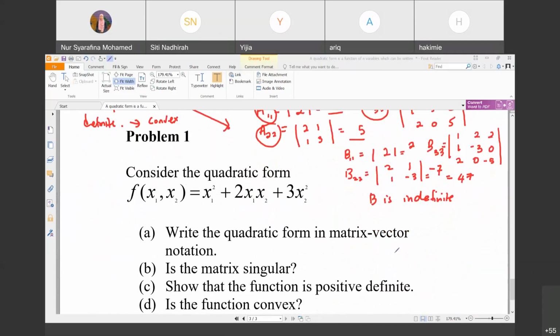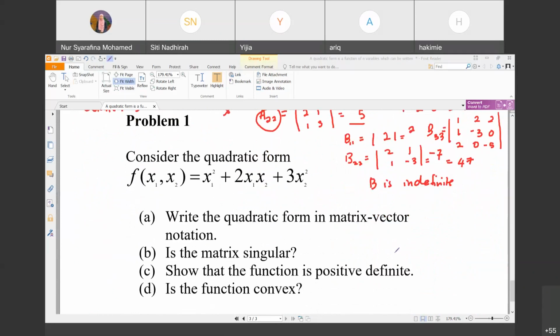All right, try this problem. First, write it in matrix vector notation. Then, is the matrix singular? How can you determine the singularity of a matrix? Check its determinant. If it is equal to 0, it is singular. If it does not equal 0, it is not singular. You check. And then show that the function is positive definite. How can you show that? By looking at the matrix determinant. Then conclude whether the function is convex or not. Okay, try.